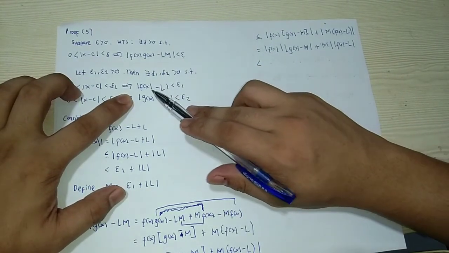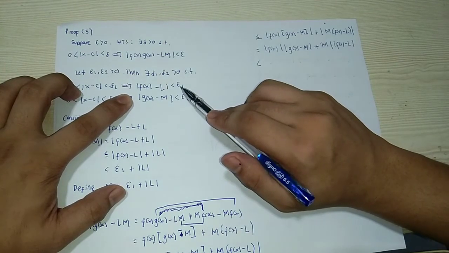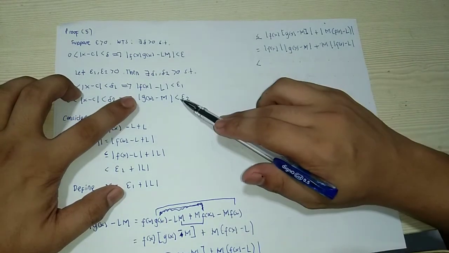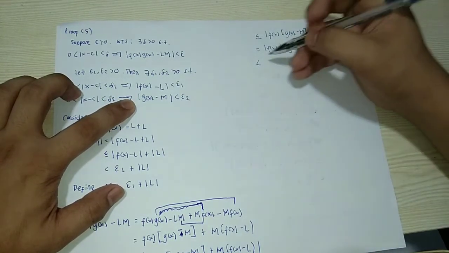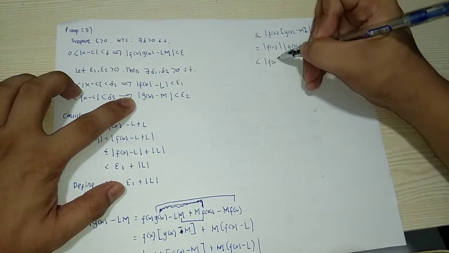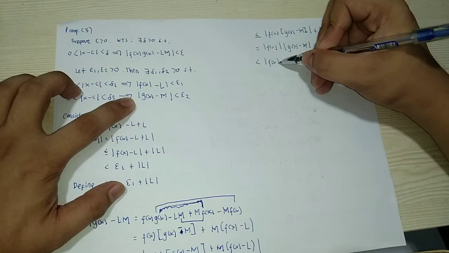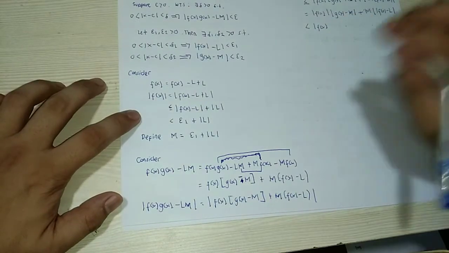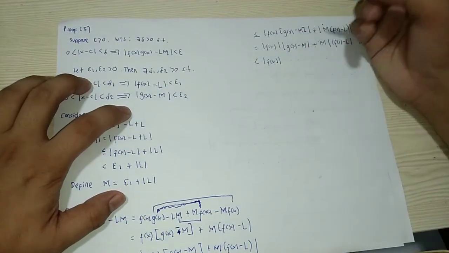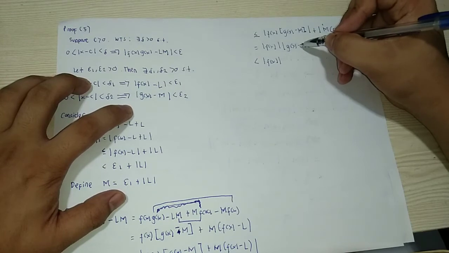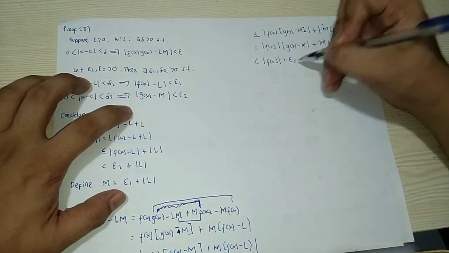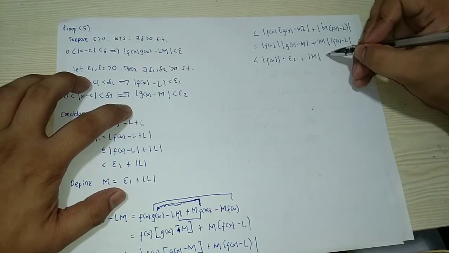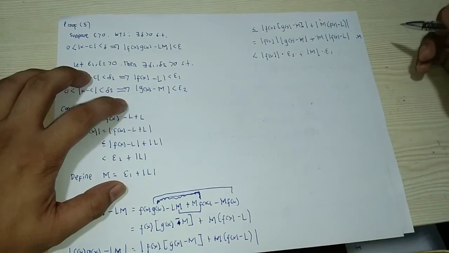So, yung absolute value of f of x minus L less than epsilon sub 1, tapos, yung g of x minus m less than epsilon sub 2. So, this will be less than absolute value of f of x, epsilon sub 2. So, this is epsilon sub 2, plus absolute value of m times epsilon sub 1. Okay?